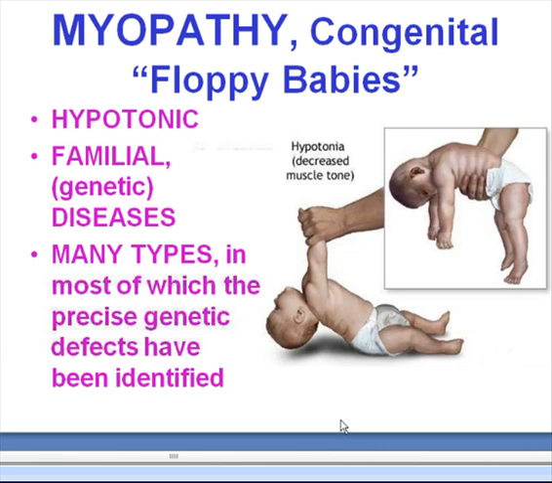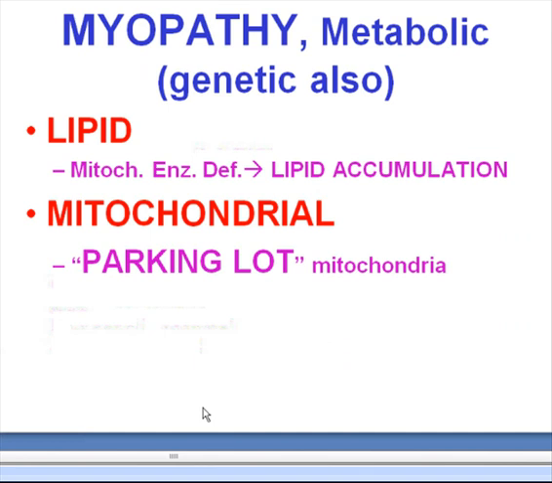And I like this one the best of all because when you look at the mitochondria in this under electron microscopy, it looks like an overcrowded parking lot, and that's why it's given the name parking lot mitochondria. So we're going to look at two pictures. The first one's going to be the lipid, and the second one's going to be the mitochondrial. And remember, they're both metabolic myopathies.